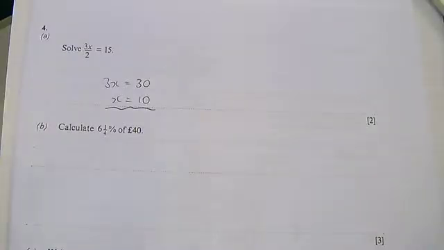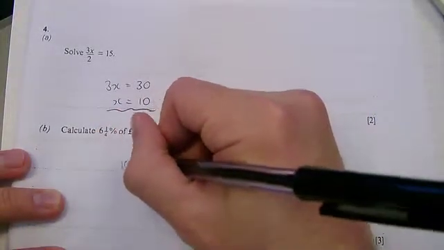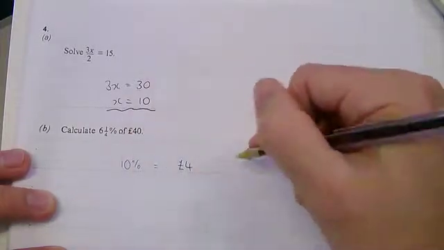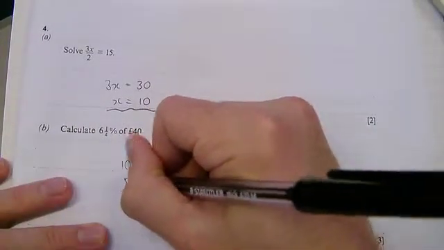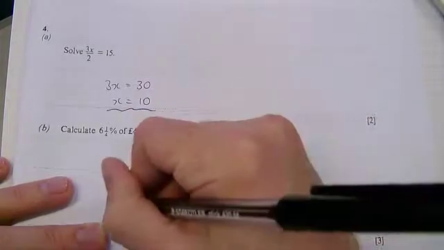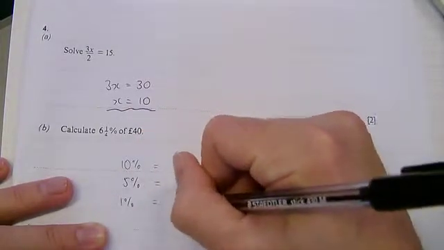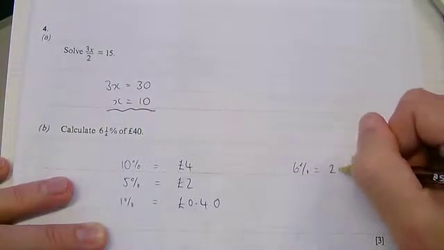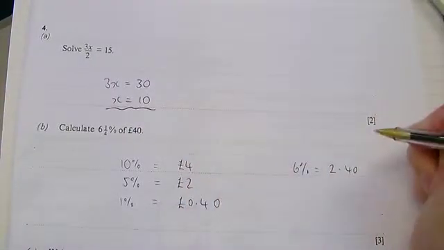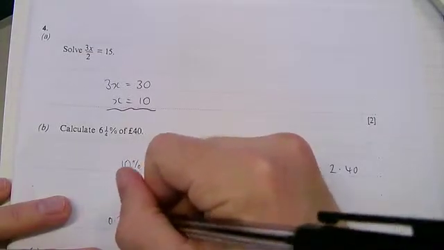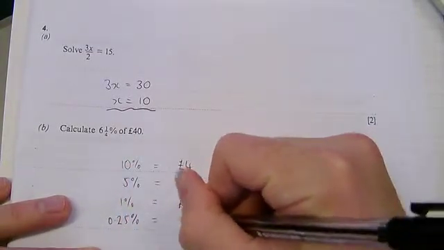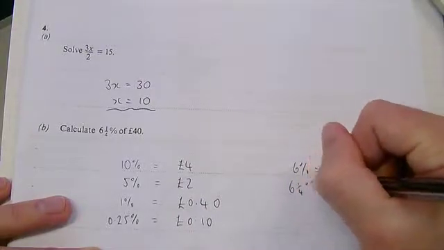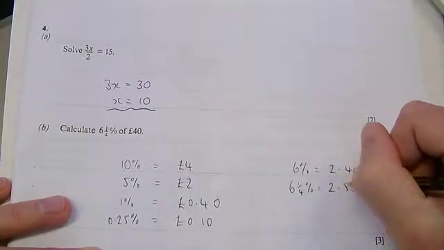Okay. 6.25% of 40. Right. Start by finding 10%, which is 4 quid. Then from here, you need to go and find 5%, don't you? Which is 2 quid. 1%, which is 40 pence. So there's the 6%. It's £2.40. To find then the quarter of a percent, it's divide 1% by 4, so that's going to be 10 pence. Okay, so 6.25% is going to be £2.50.